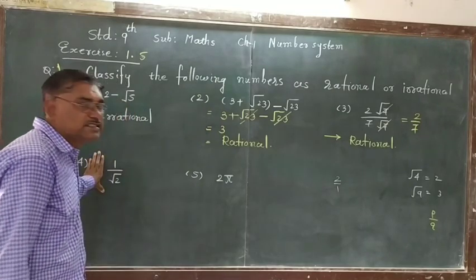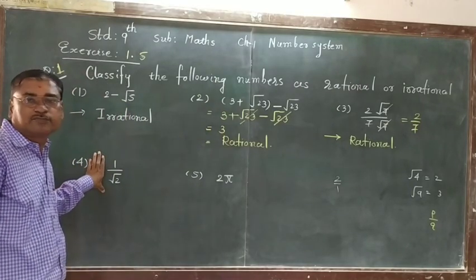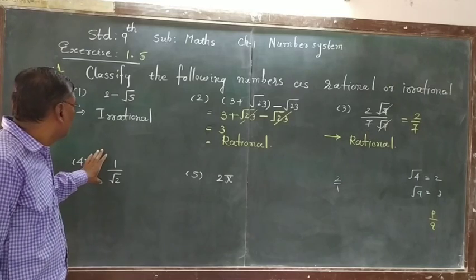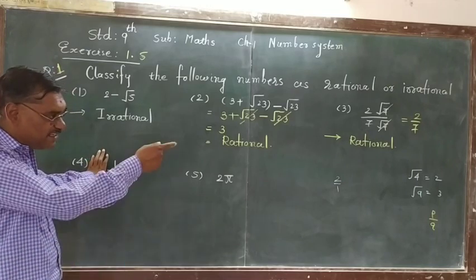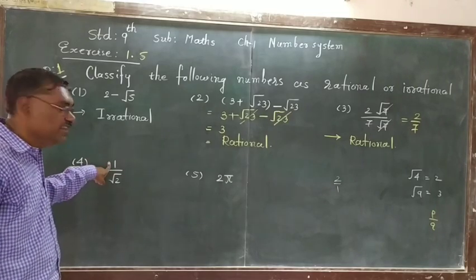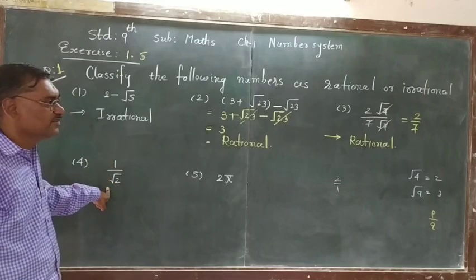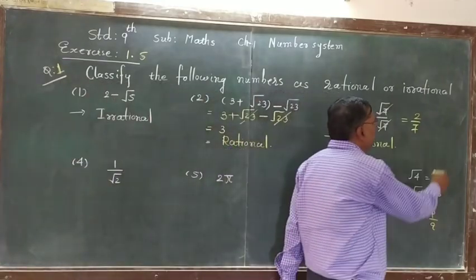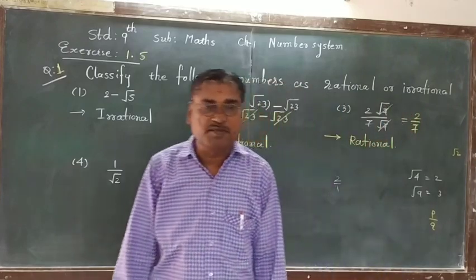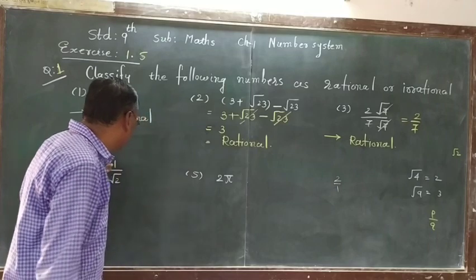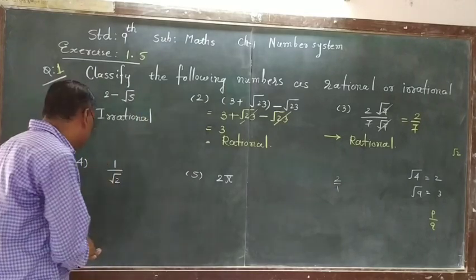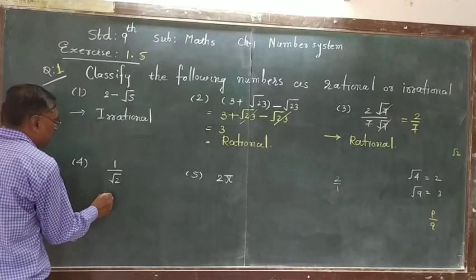Now the fourth, 1 upon root 2. When you see this number, it looks like P upon Q. But the problem is this: 1 is rational, but we cannot obtain the value of root 2 in terminating decimal expansion. So 1 is rational, but root 2 is irrational. So according to the rule, we can say that this number is irrational.